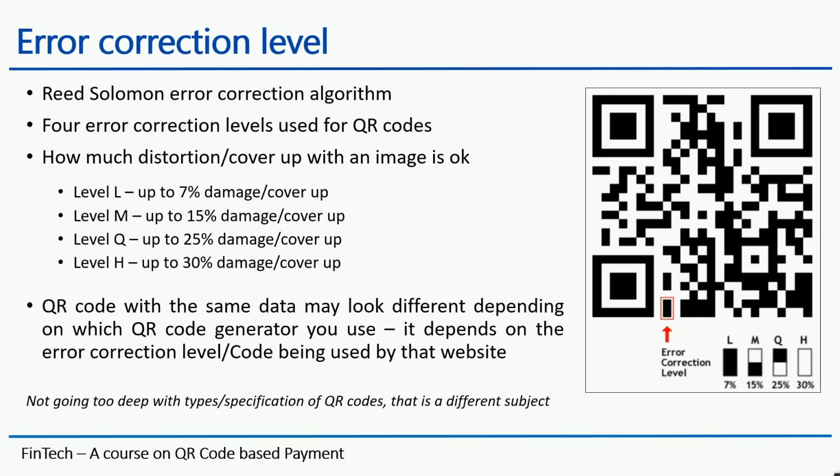Hence we are not going too deep into the types and specifications of the QR code and the versions of the QR code, which go up to 40. That is itself a different subject, and I'm sure you will be able to find different courses which talk in detail about the QR code, because it is a technology and a different subject in itself. For the theme of this course, which is more about the business orientation of the QR code and how QR code is being used in payments, we are not talking much about the technical part of the QR code. So that's all on the QR code, the components of the QR code and error correction level.